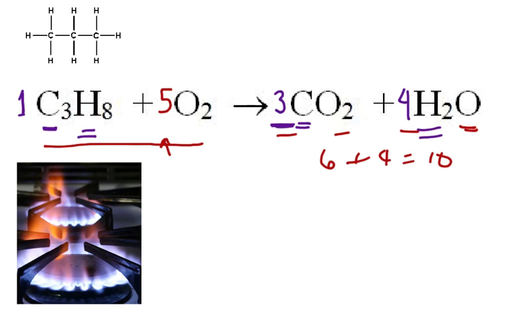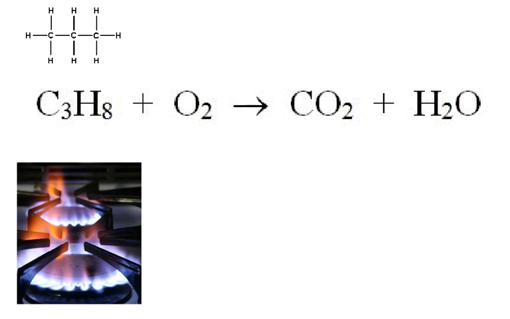So my final equation is 1 C3H8, 5 O2s, 3 CO2s, 4 H2Os. I'm going to clean that up a little bit, and we would just write 5, and we would write 3, and we'd write 4. And that would be our balanced equation.